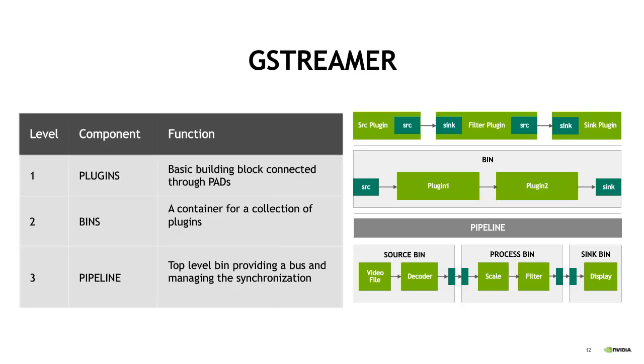Now, something called bins in GStreamer and DeepStream is a higher level container that's just a collection of plugins. Multiple plugins come together and achieve some kind of functionality, and that's just what we call a bin. And the pipeline is essentially a bus framework. It's just a top-level bin that provides this bus to manage the synchronization of the application.